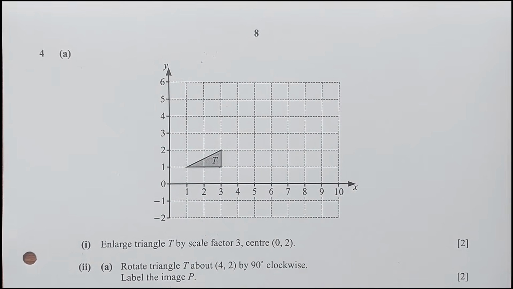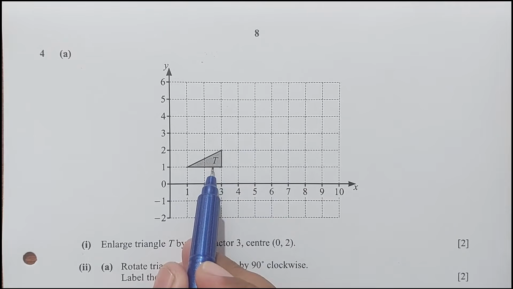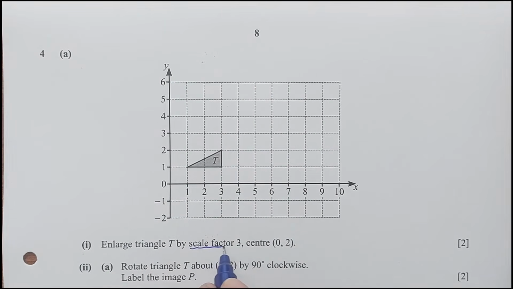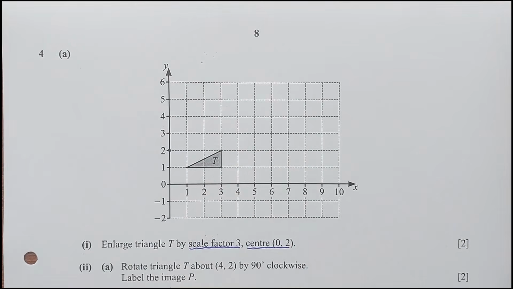Question number 4, part A. Number 1, enlarge triangle T by the scale factor 3, center is 0, 2. Okay, so we have a triangle T. We have to do an enlargement by the scale factor of 3, and the center we have given is 0, 2. X is 0 and Y is 2. This is the center, right?